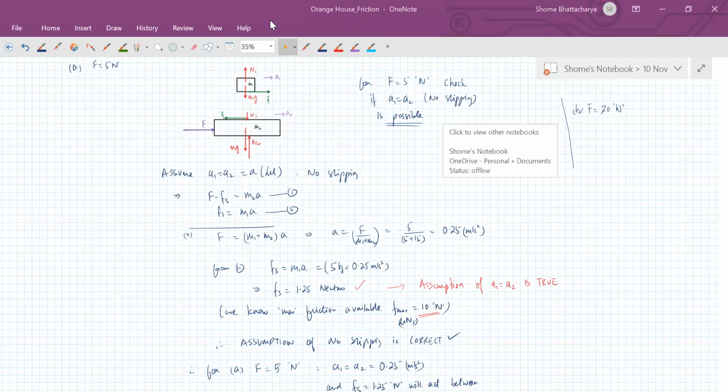Yes, Soumya, that's also correct. Second part also, the acceleration will be common. Okay, A1 will be equal to A2, and that will be equal to how much? 1 meter per second square. Varun, that's correct. Very good.